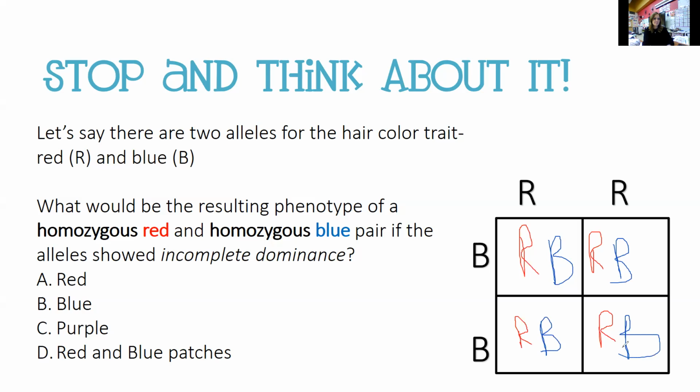Okay, so I have all of my genotypes now are RB. And since this is incomplete dominance, I'm going to see a blend of the two traits. I'm not going to have red, because there's this B in there. I'm not going to have blue since there's this R in there. But because it is incomplete dominance, which means that those two alleles are going to blend together, if I mix red and blue, what do I get?